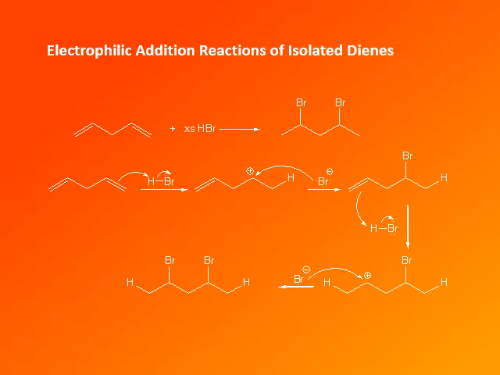Underneath you can see the mechanism. So first one molecule of hydrogen bromide adds. The mechanism is the usual one via the carbocation intermediate, and after the first addition is completed, the other molecule adds following the same mechanism. So nothing new here, nothing unexpected. Simply the mechanism you learned earlier when we studied alkenes repeats here.